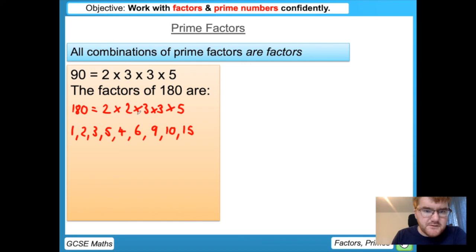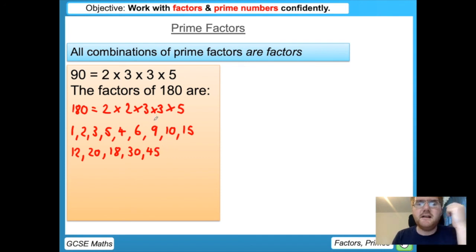So 2 times 2 times 3, that's equal to 12. 2 times 2 times 5 is equal to 20. And I've done all the 2s now. So 2 times 3 times 3 is equal to 18. 2 times 3 times 5 is equal to 30. And I'm just thinking if I'm missing anything, so you have to do this systematically as we go along. So we've done 2 times 3 times 3, that's 18. 3 times 3 times 5 we haven't done, which is equal to 45. Have I missed any? I don't think so.